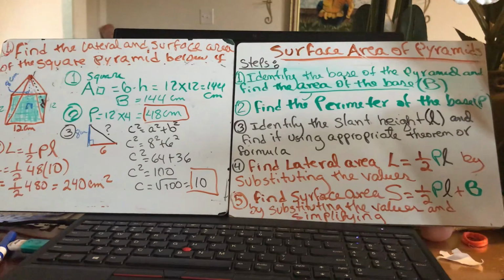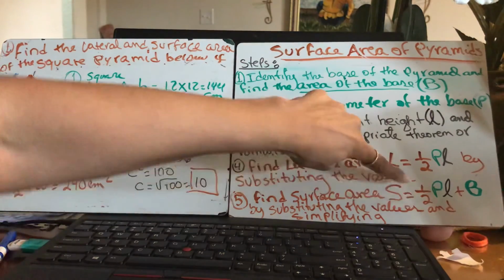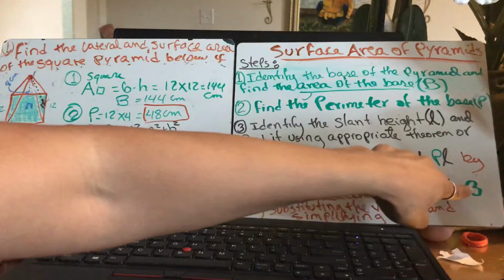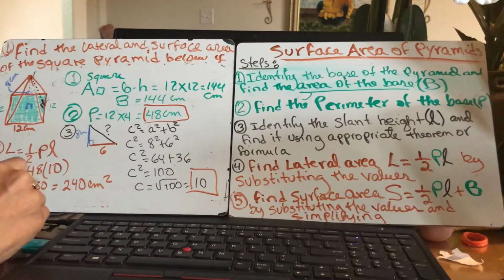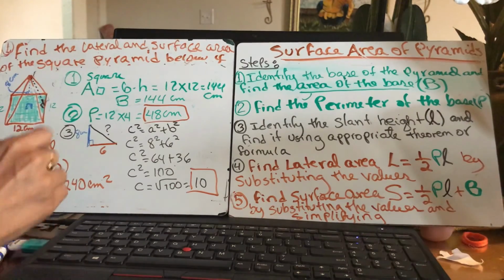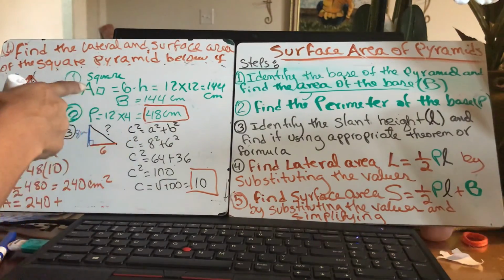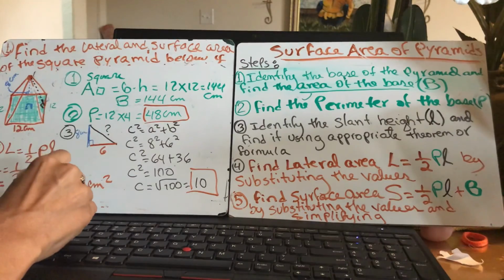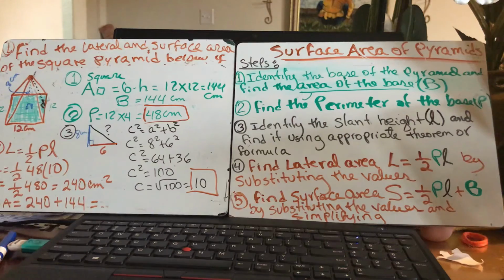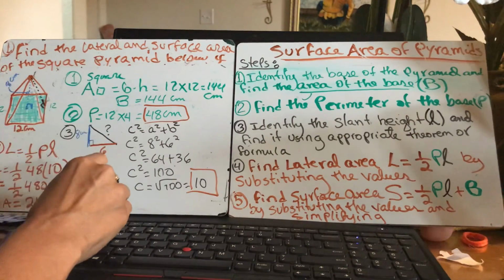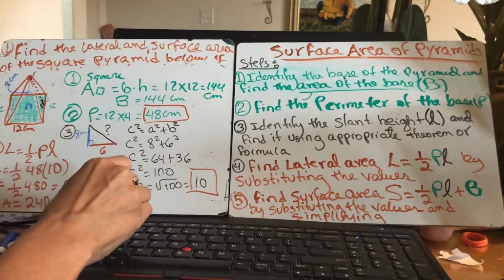The last step is going to find the actual surface area, which is the sum of the lateral area plus the base area, basically. And this is your formula. Again, this is the lateral area plus the base area. So surface area equals the lateral area, 240, plus the base area, which is 144. And all together, when I put that in the calculator, is 384 centimeters squared.